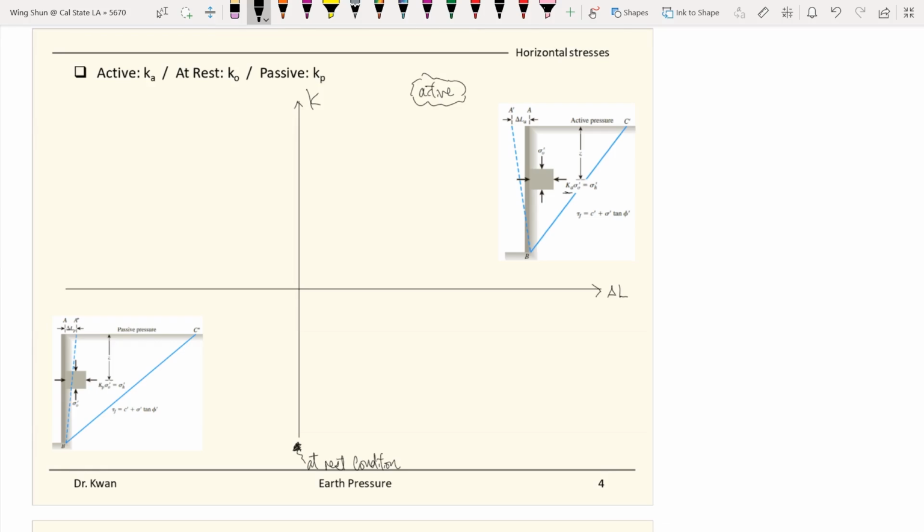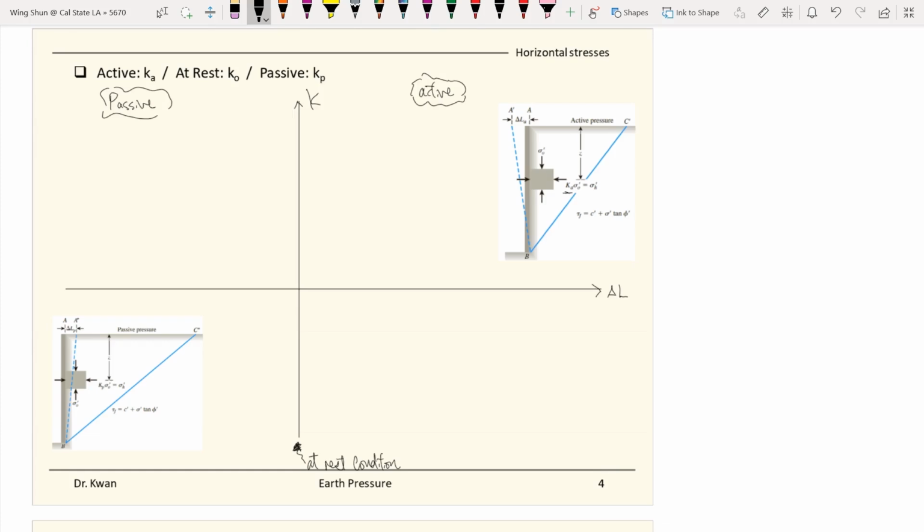You could expect the horizontal stress in that scenario will be less, right? Because the soil is allowed to mobilize, the horizontal confinement of the stress is less. The other case is what we call passive conditions. In this case, your wall is pushing into the soil. So it depends on your design scenario. You need to make engineering judgments there.